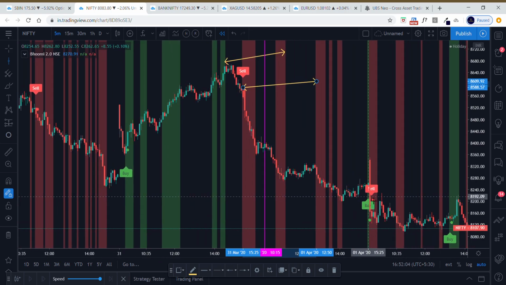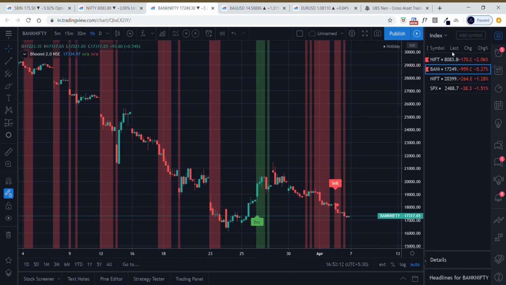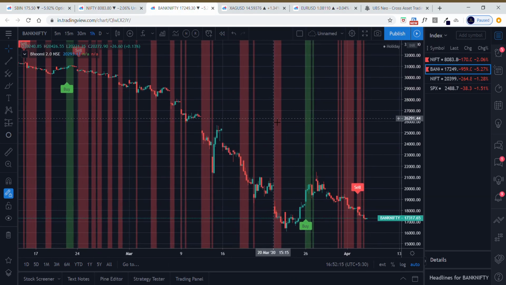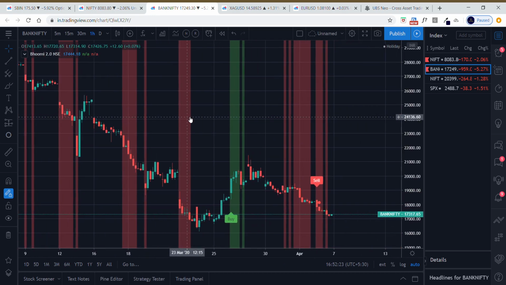So anyways, you can replay whatever I said, and you can do that again. And this is something I'm going to show the same on Bank Nifty as well. So I'm not going to plot the indicator again from invite scripts, because it works on Nifty, Bank Nifty, and all the NSE stocks. So this is how your 1 hour time frame on Bank Nifty looks.